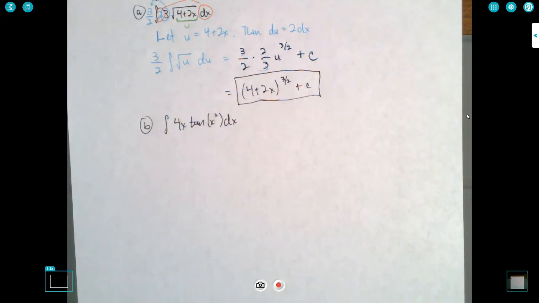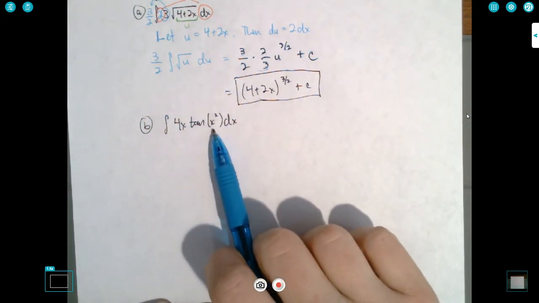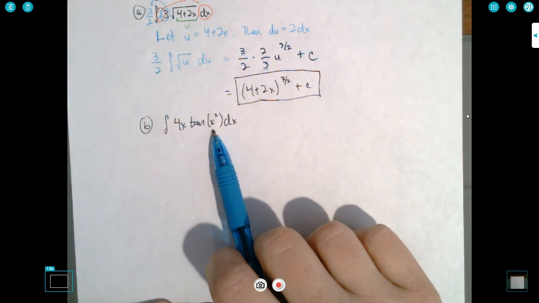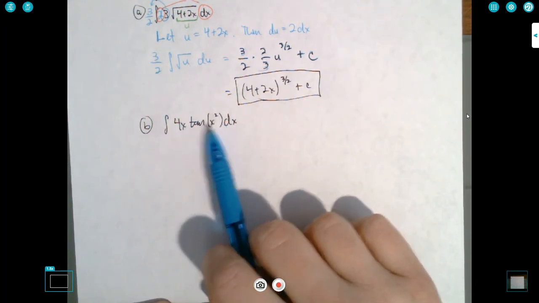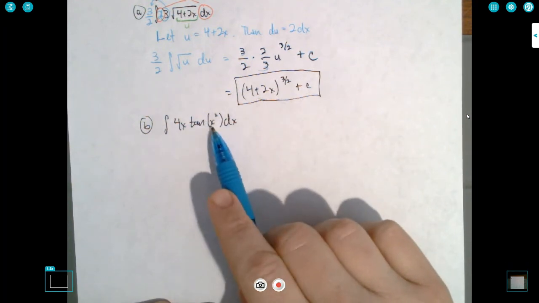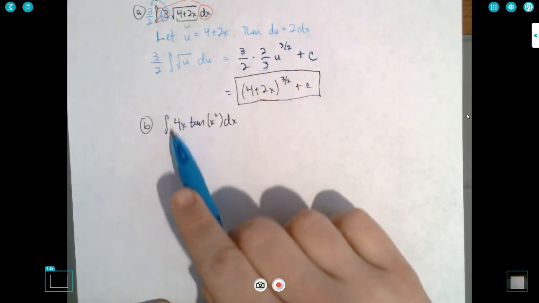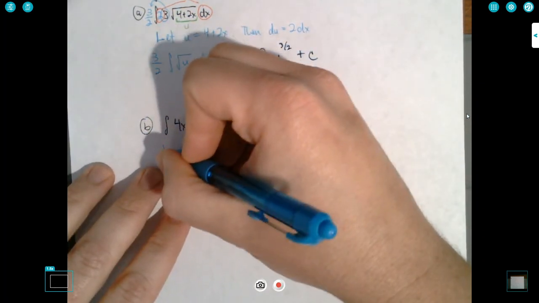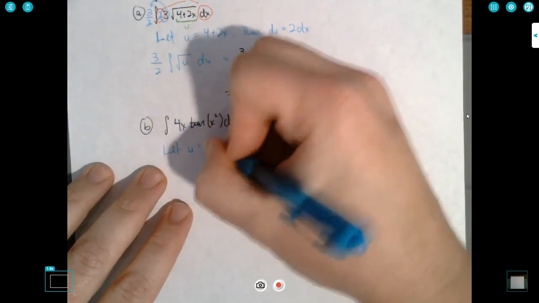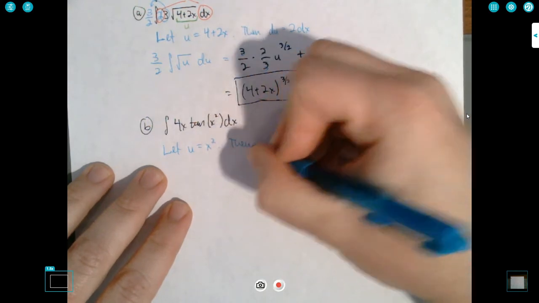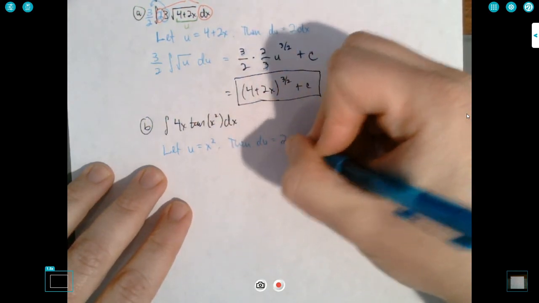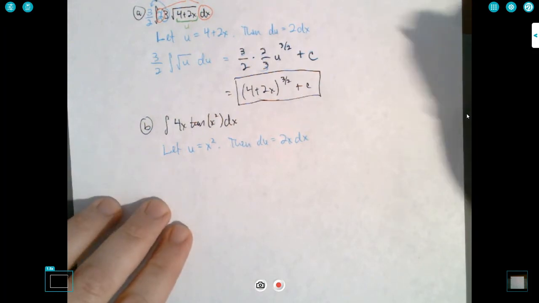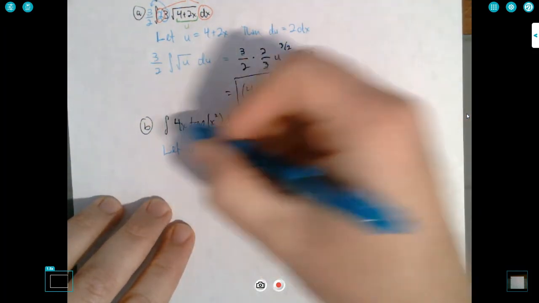So this is going to be another u sub, I think, right? Because the idea behind u substitution is you're going to let u be something so that the derivative of whatever you're letting u be is sitting somewhere in the integral. In this case, if I let u be x squared, the derivative is 2x, and I've got something close to that sitting out right there. So I'm going to say let u be x squared, then du is 2x dx.